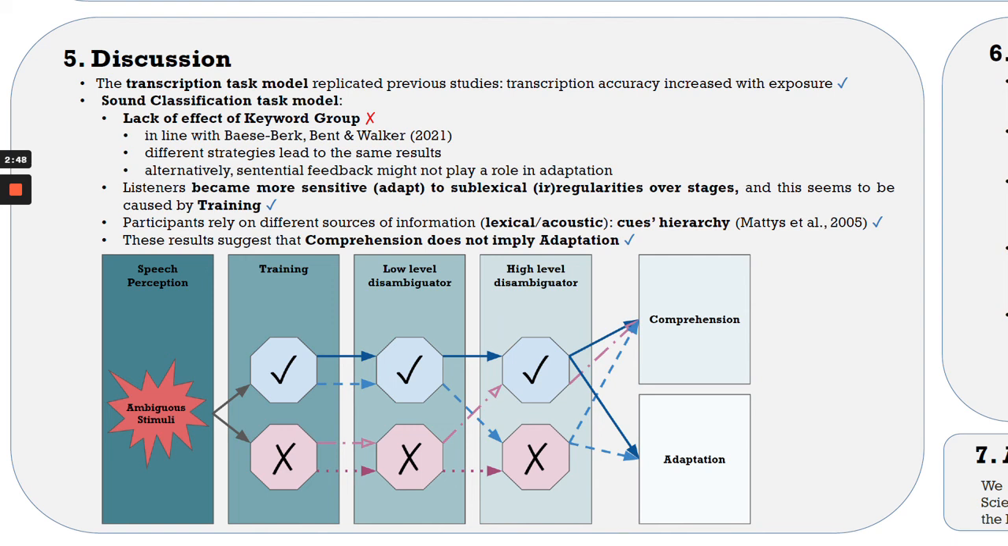We can suggest that adaptation differs from comprehension, as our trained consonants, the blue lines, reached both through low and high level disambiguators, but that was not the case of our untrained consonant, the red lines, that can reach a good level of comprehension through a high level disambiguator, but did not progress over stages, so we cannot say that listeners adapted to it.